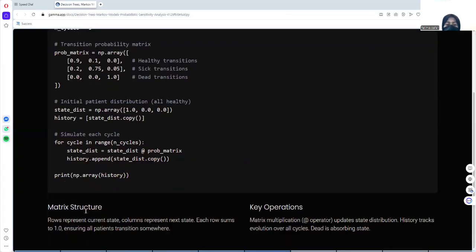Now you will see the matrix structure. Each row represents the current state and the columns represent the next state. So each row sums to 1, ensuring all patients transition somewhere, that all patients are moving from one state to another. And what is the key operation here? That is matrix multiplication with the @ operator that updates the state distribution. History tracks evolution over cycles, and dead is the absorbing state.